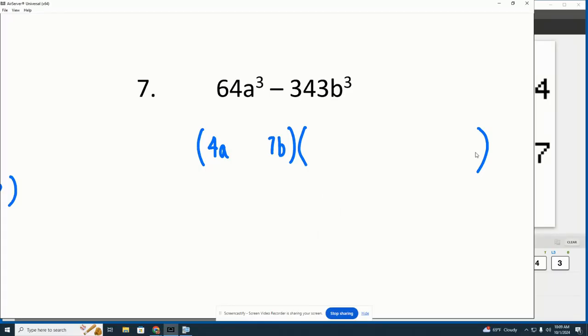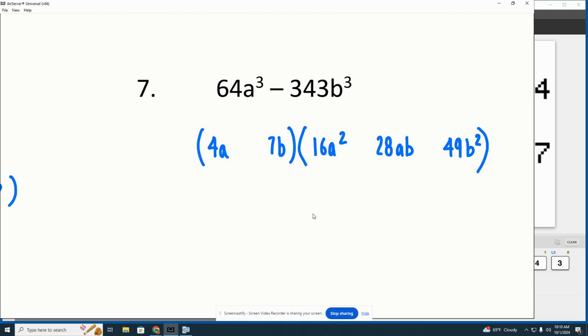Remind me what I do with those 2 on the ends of my trinomial. Multiply them by themselves. Square them. Guys, what's 4A times 4A? 16A squared. What's 7B times 7B? 49B squared. So the ends of our trinomial, we square them. Now what do I do in the middle? I multiply them. Guys, what's 4 times 7? 28. What's A times B?